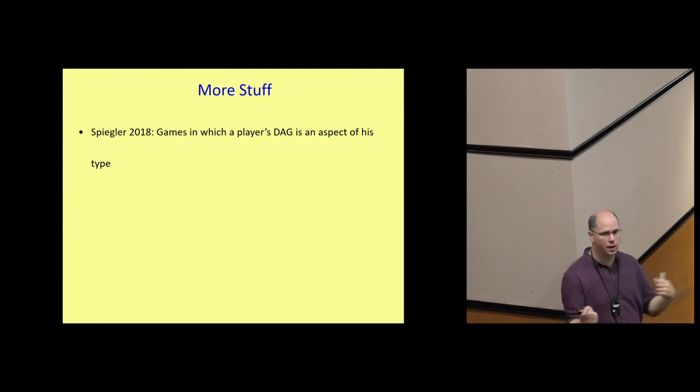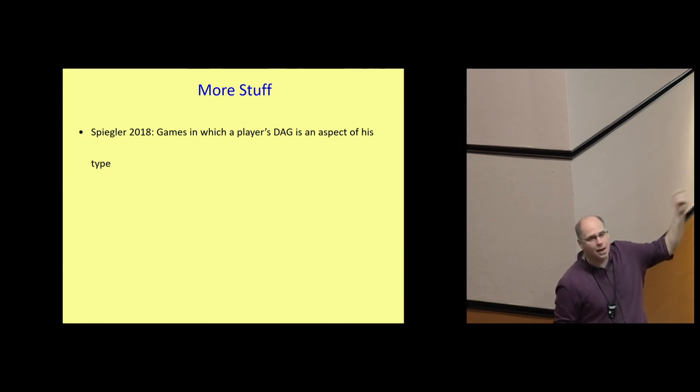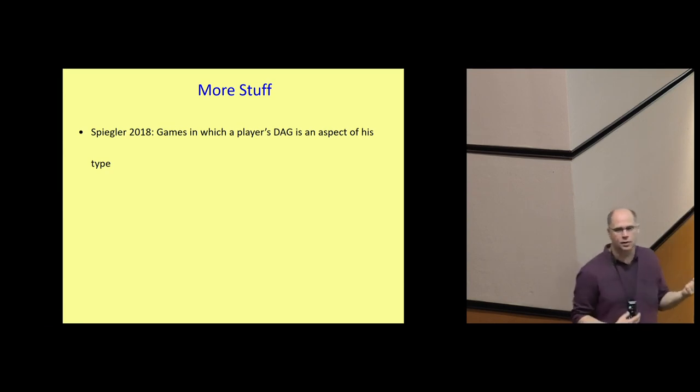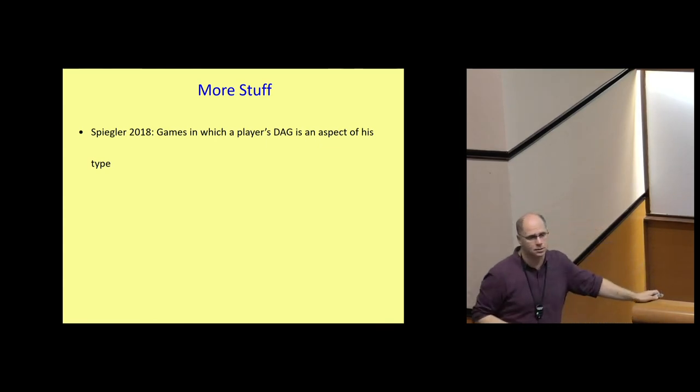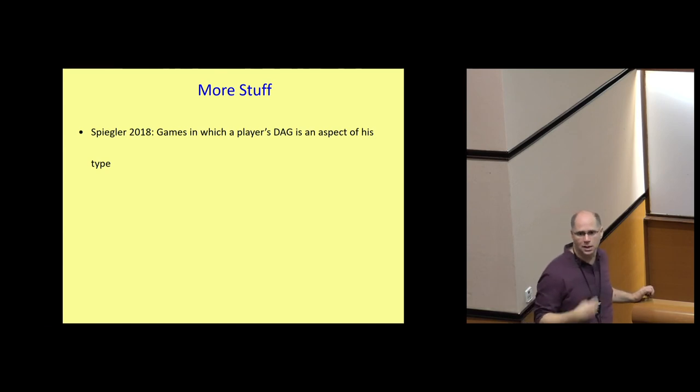So now I want to have not just a rational agent interacting with a boundedly rational agent, but interaction between boundedly rational agents. This becomes more interesting when the DAG itself is fluctuating. So it's one of your types. It's an aspect of your type. I'm facing an opponent with a random type. I don't know what his DAG is. And my DAG doesn't necessarily take into account his DAG in the right way.